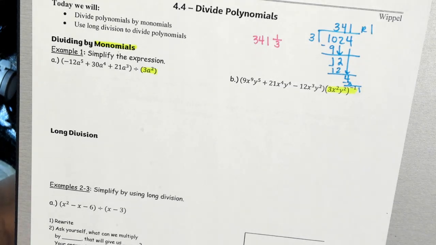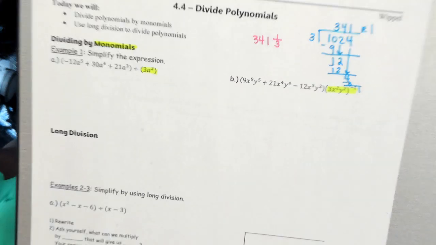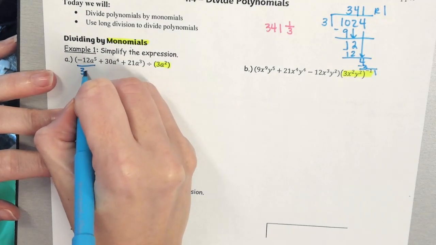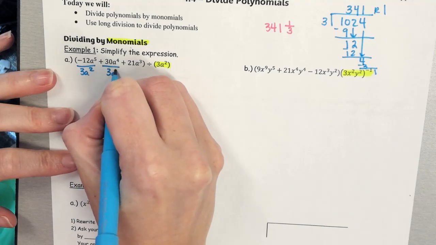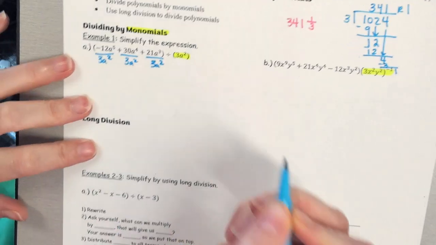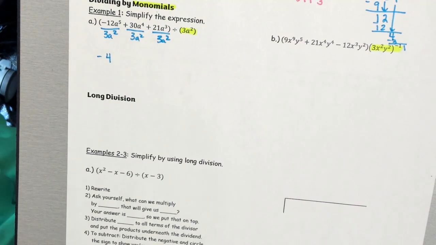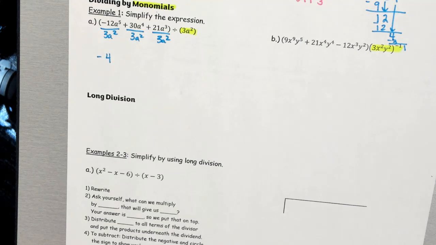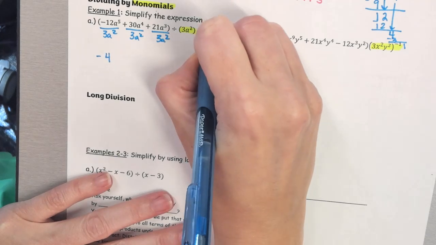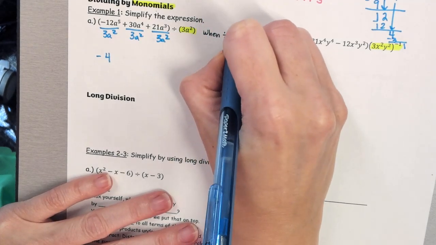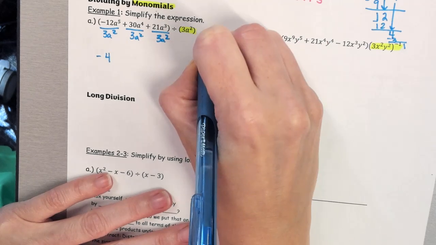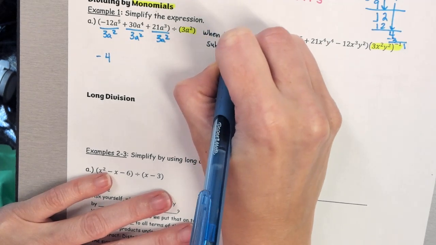So when you're dividing by a monomial, you can divide each term by 3a squared. Okay, and if you want, you can write it out like this. You are dividing each term by 3a squared. So you're going to do negative 12 by 3 to get negative 4. When you are dividing variables, do you remember what we do with the exponents? Yes. So when dividing variables, you have to subtract the exponents.